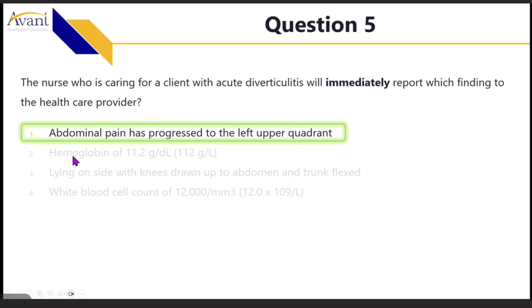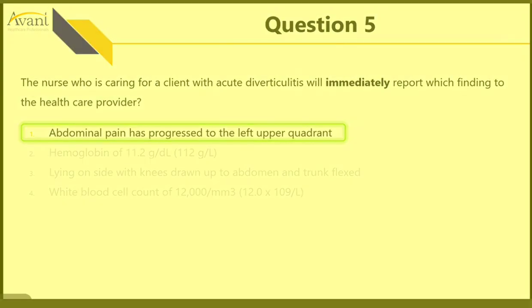So 2, 3, and 4 are all not unexpected findings with acute diverticulitis, but abdominal pain that has progressed to the left upper quadrant, this is a sign that the patient could have some perforation occurred, their peritonitis is happening, which is potentially fatal, and so it needs to be reported to the physician because it's expanding, right? That has progressed was our key word. Expanding area of pain is a hallmark sign for possible peritonitis, right? So that's why we want to call our doctor.